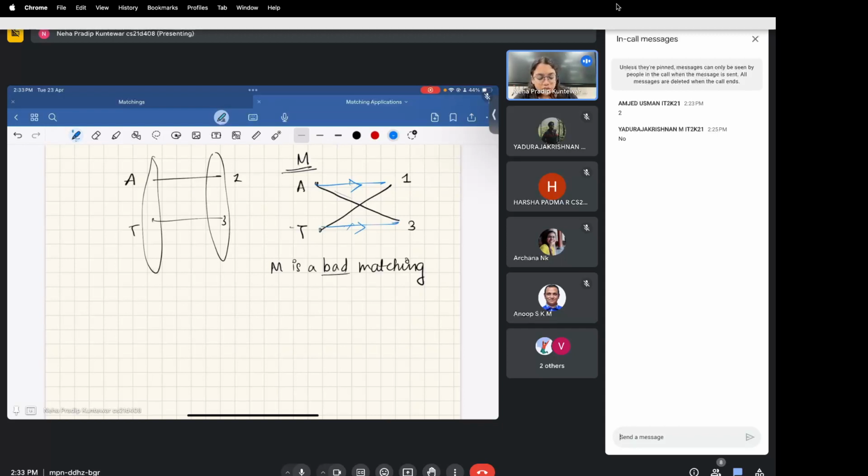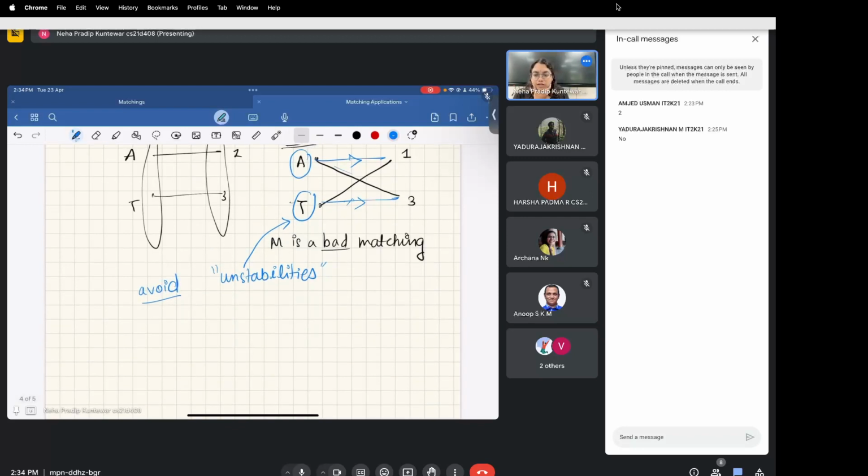This kind of situation happens where there are two people who are happy to exchange their assignments rather than staying with the current assignment. These kinds of situations are called instabilities in the matching. And if there is an instability, then it's a bad matching, because there is a better way of allocating where there are more people who are happy. So this is exactly what we want to avoid. Okay, so is this okay?